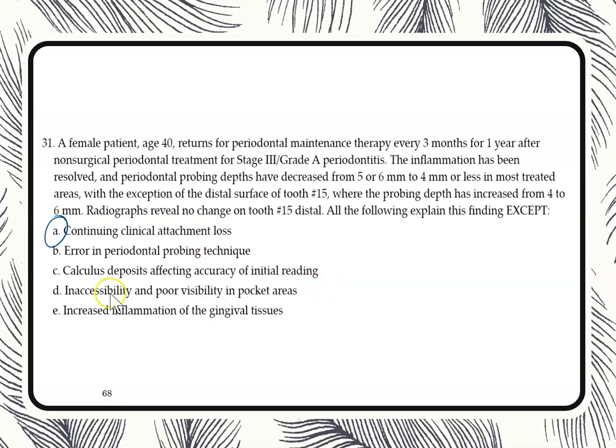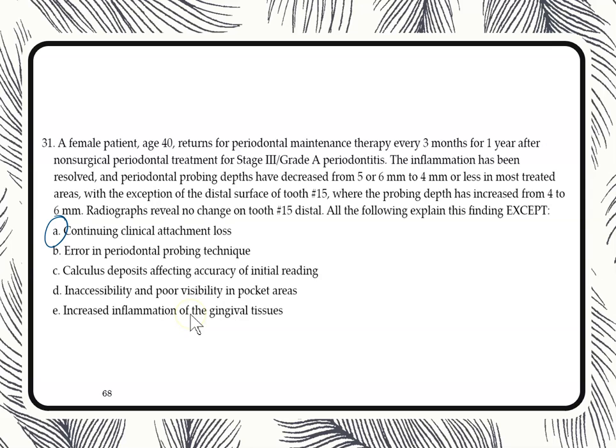Let's look at some of them. Poor visibility. So 1.5. This is the universal numbering. In FDI is 2.7. So if you imagine the 2.7 is in the maxillary left side, the second molar, and it's further back, so it does have poor visibility, which could be a reason why you can't see properly, why you have that deep pocket, because you couldn't see properly. Calculus deposits could affect your probing depths. Error in periodontal probing techniques. Some people may not have probed correctly.